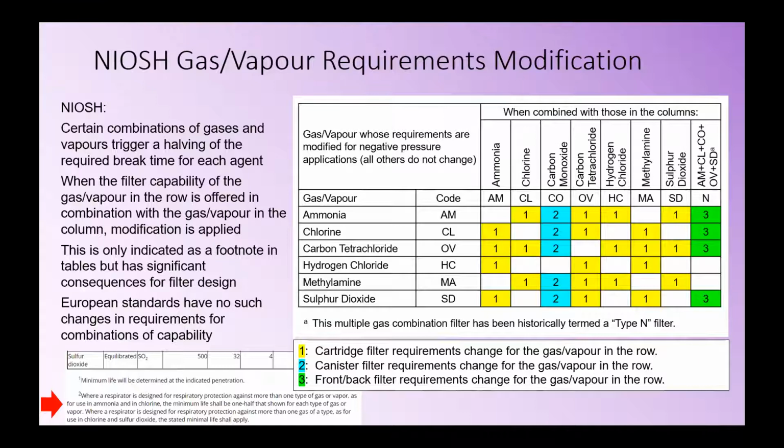But you see here a summary table that affects mostly cartridges, some canisters that involve carbon monoxide, and then the front or back mounted, where it's this historic multi-gas product, the type N filter. So that's again something that I guess has taken some study, but there it is for use by people if it comes to these design issues.